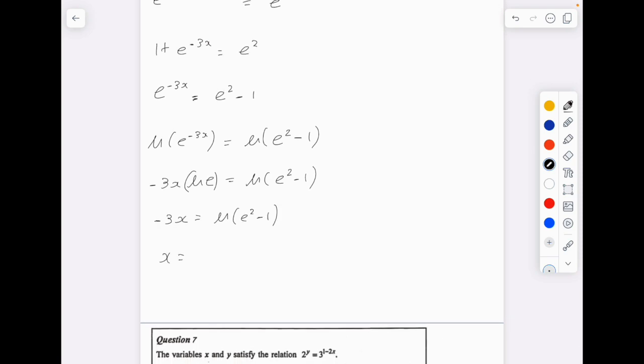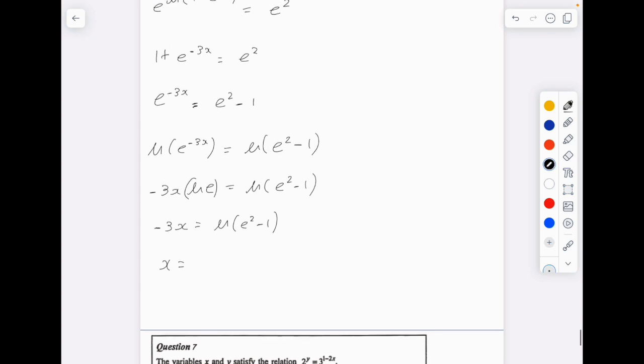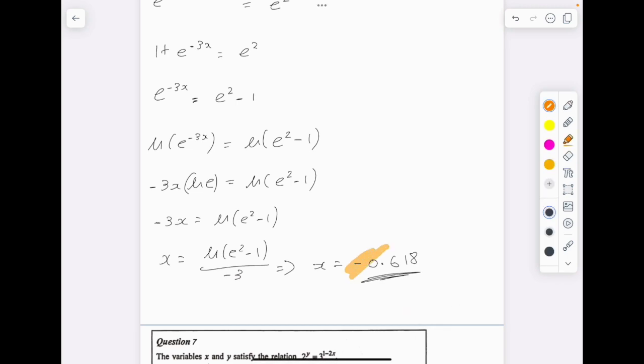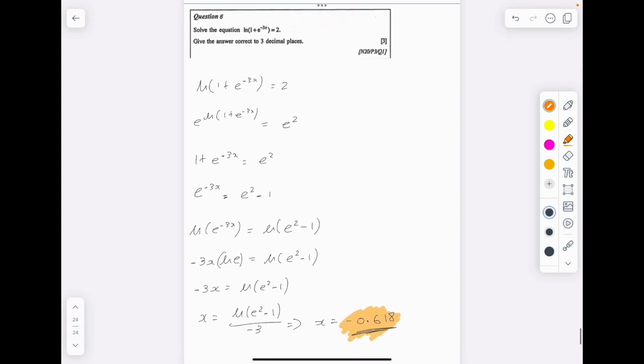I can say then that x is going to equal ln e squared minus 1 over negative 3, which means that x is going to equal what? Well, x is going to equal negative 0.618 then. Pretty standard question, guys. So this here is going to be our final answer.